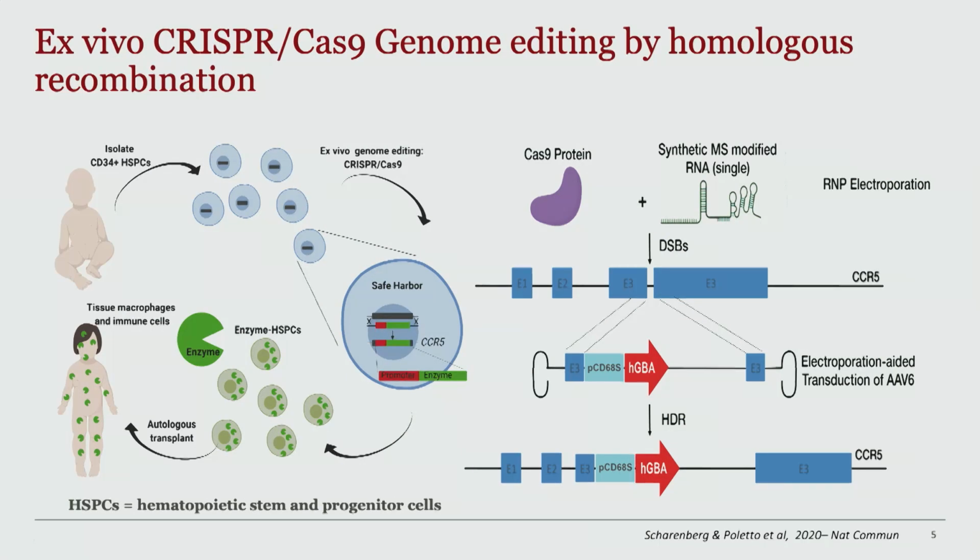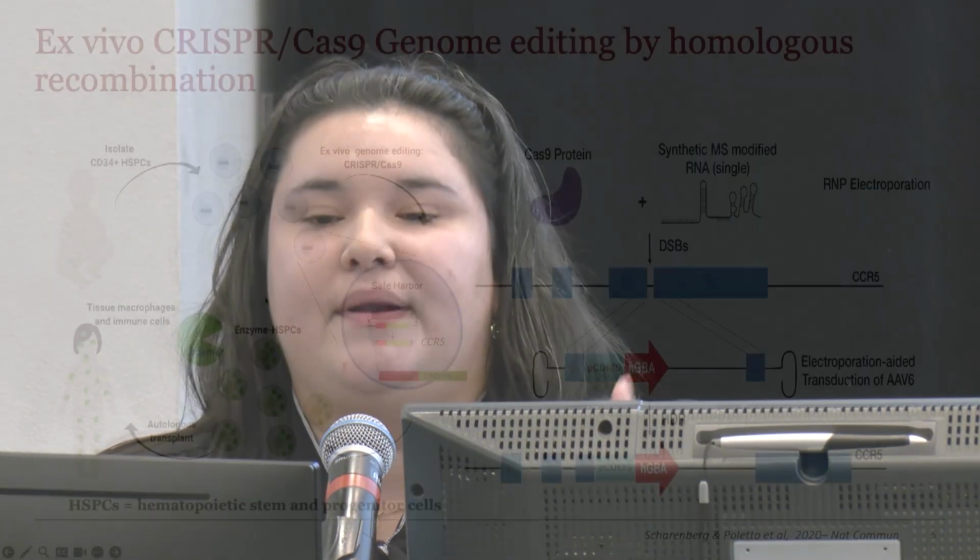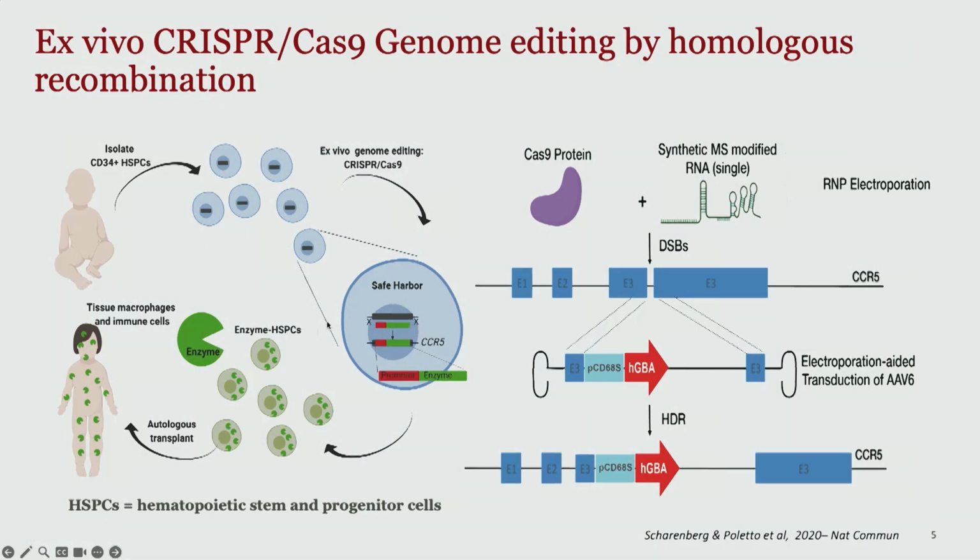So following this idea of a one-time curative therapy for Gaucher disease, our group has proposed an approach that aims to develop an autologous product composed of the patient's CD34 hematopoietic stem and progenitor cells, and modify it with CRISPR-Cas9 platforms to express the correct form of the GBA gene, the one that produces the GCase enzyme, in a safe CCR5 safe harbor locus.